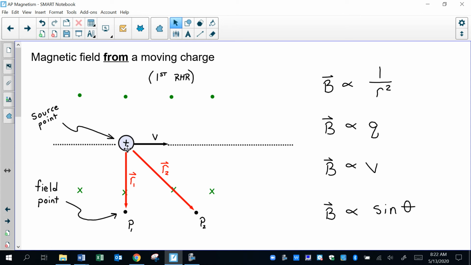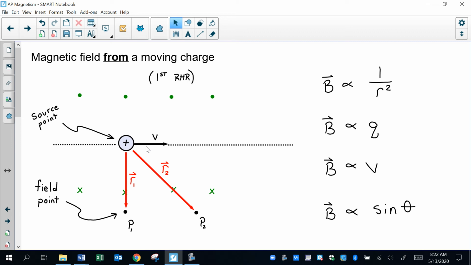So what I have here is a charge moving to the right. That is going to be my source. If it moves, it produces a magnetic field. If it's stationary, it does not. It's always producing an electric field, but a magnetic field only if it's moving.